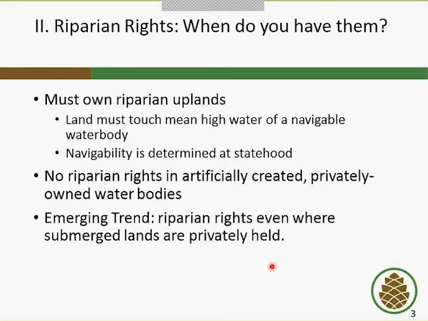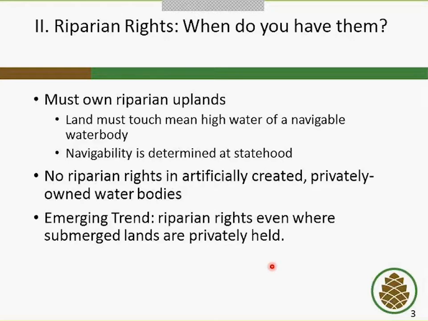So now we ask the question, when do you actually have riparian rights? Everyone in the room and on the phone probably understands there's a misconception that just because you own a house on the water, that must mean that you have riparian rights, which is not necessarily true. The first prong of that question is that your land must actually touch the mean high water of a navigable water body. And the navigability, as we see here, is determined as stated. That doesn't mean that Florida went around and did all this back in 1845, but what it means is that the water body had to be navigable at the founding.